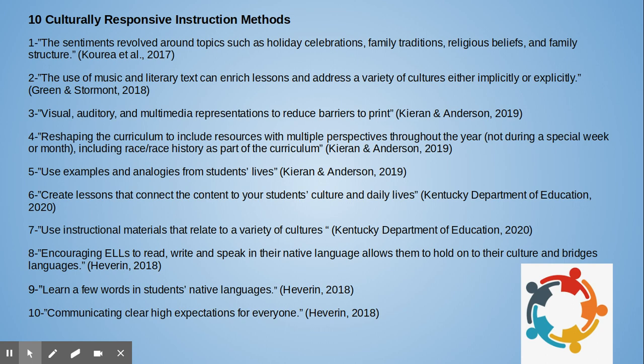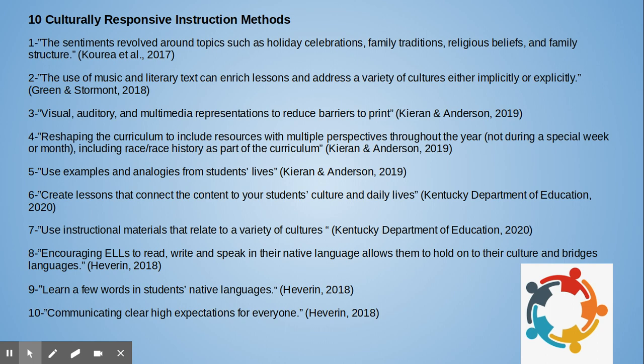Visual, auditory, multimedia representations to reduce the barriers to print. Referencing that, to me, that's the Google Meet. That's the Translate, and that makes ease of communication just so much better, and it puts the student at ease, to be honest. They're more comfortable coming up and trying to talk and trying to communicate, even if it's in their native language, and knowing that it can be translated for me. And so communication lines and using that was very effective.